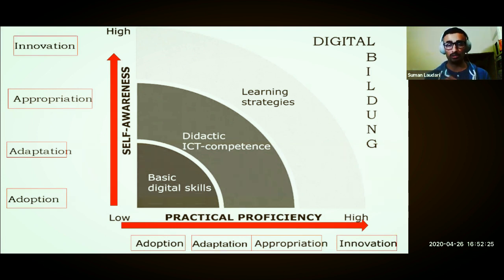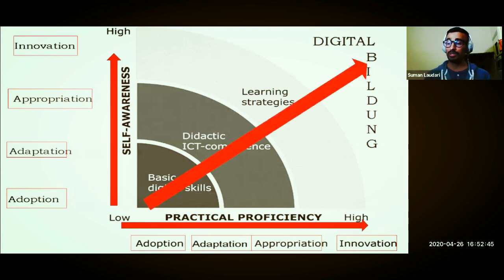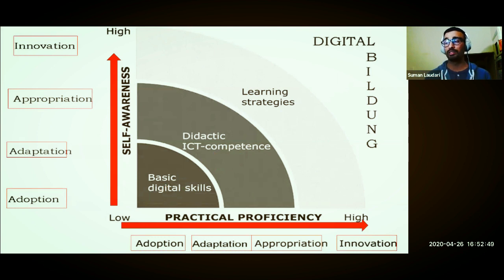Jasto asti maile Hetauda ko presentation ma hamro Kishor sir harulai thaha cha, I talked about SAMR, haina SAMR bhaneko substitution, augmentation, modification and redesign bhancha. Tyo SAMR chai yo adoption, adaptation, appropriation ra innovation sanga related cha. Ra aba digital competencies ko chai yo awareness ra practical proficiency dui ta axis bhayo, ani bichama euta kura cha jun chai basic digital skills, didactic ICT competence, learning strategies ra digital bildung bhancha.